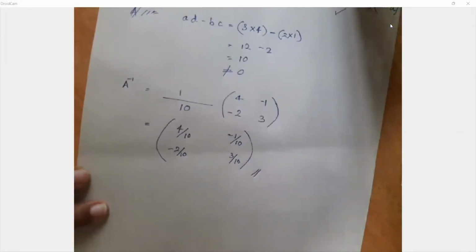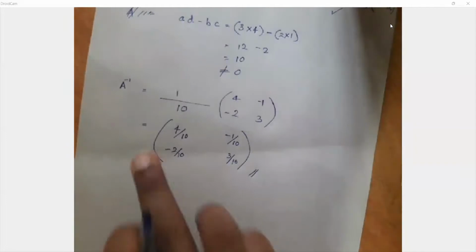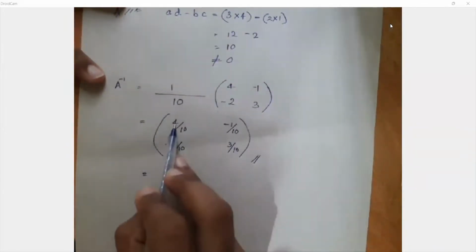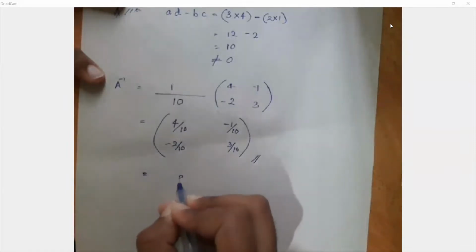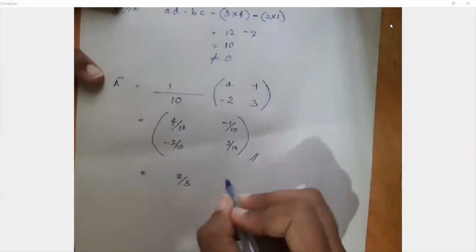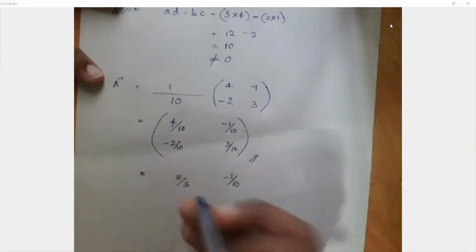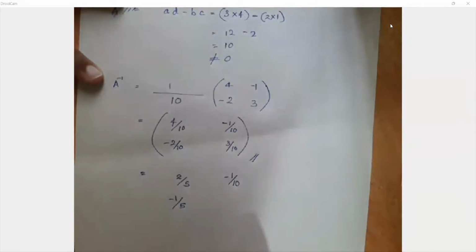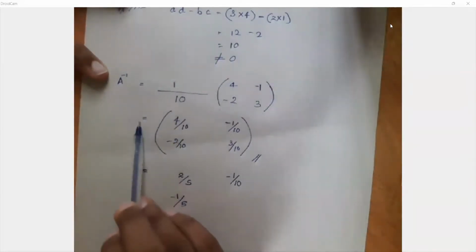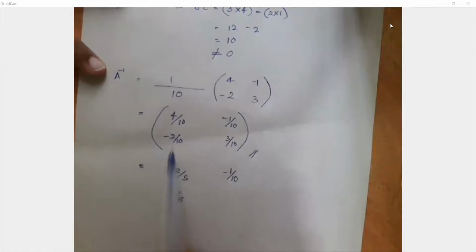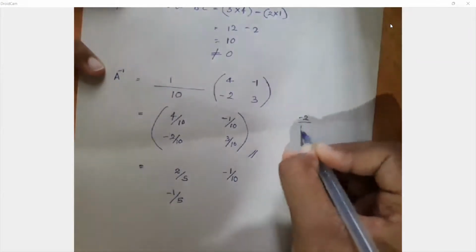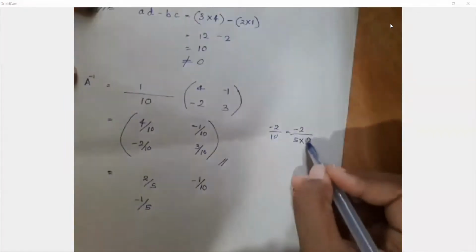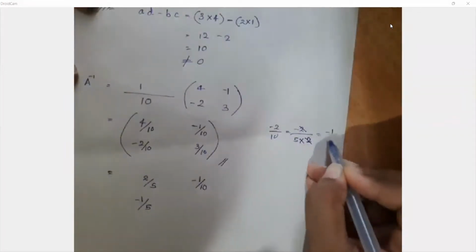Now, can we simplify? Here we can simplify furthermore. See, 4 over 10 means what? 2 over 5. Minus 1 over 10 stays. Here minus 2 over 10 means I can write minus 2 over 5 into 2. So the 2s get cancelled off, minus 1 over 5.